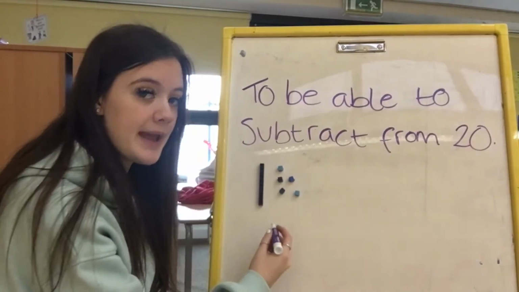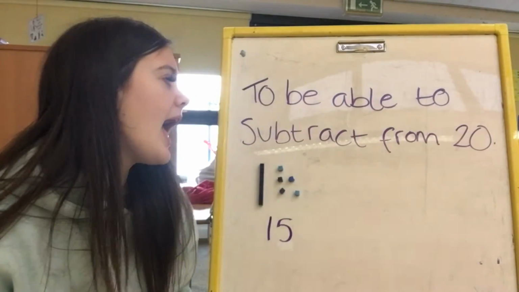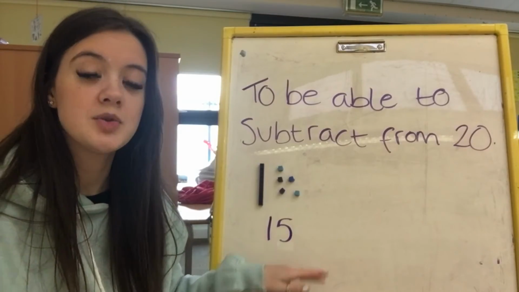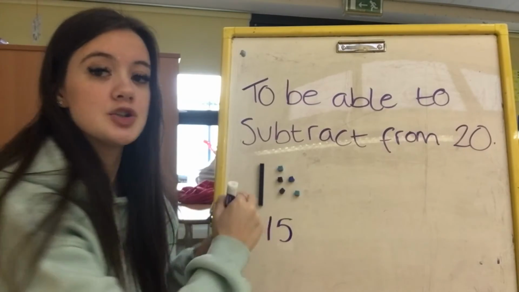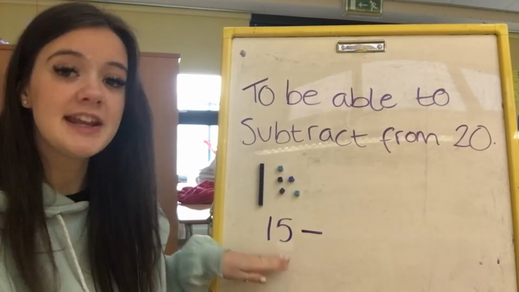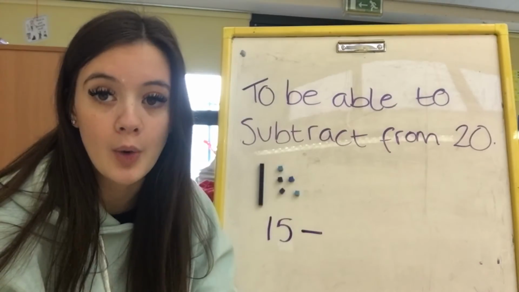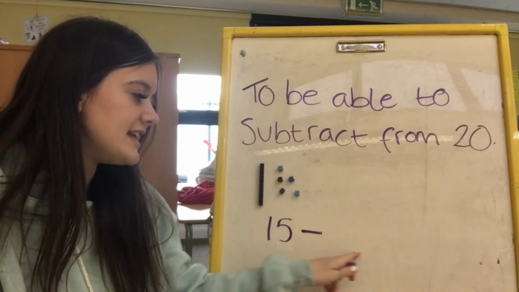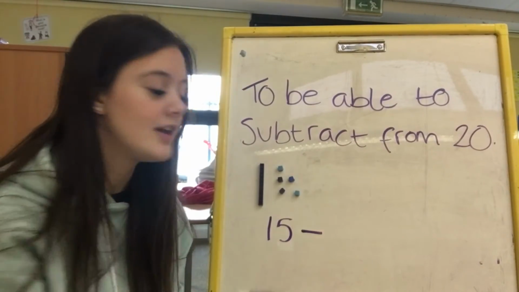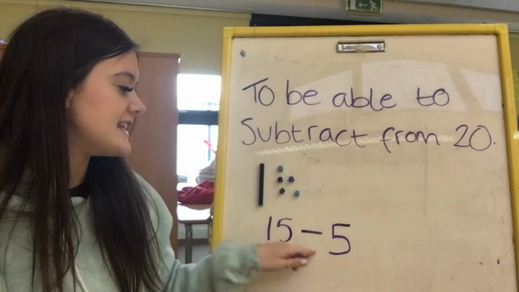And you write this on your paper as well. So 15. And then what do I need to write next? Because we are subtracting, aren't we? So what sign do I need? I need the subtract sign. So 15 take away. So we had 15 rabbits at the pet shop and 5 of them were taken away to a new home. So what number do I need to write here? 15 take away 5. Because 5 of the rabbits were taken to a new home. So 15 take away 5.